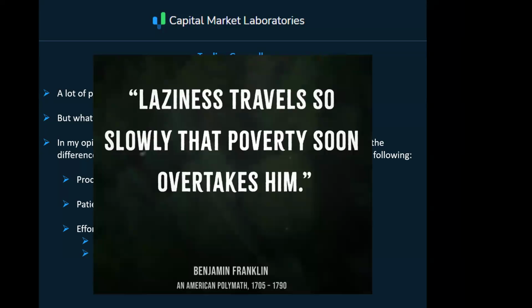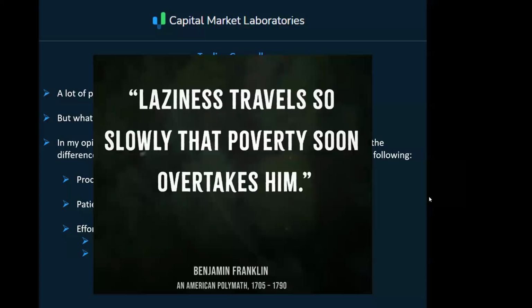I told him again, I said, that's really clever. You're saying if you're not putting in effort, you're lazy. And I said, can I paraphrase that? Because you speak like in old English. And he said, no, you cannot paraphrase me. You have to quote me. I said, all right. Ben Franklin says, laziness travels so slowly that poverty soon overtakes him.